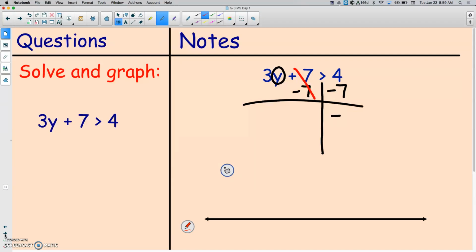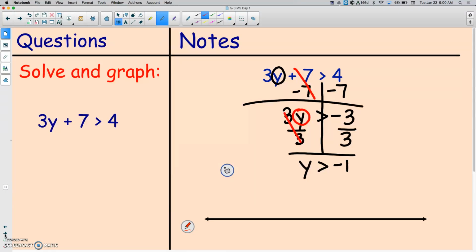4 minus 7 is negative 3. I keep my inequality symbol greater than because when you are subtracting, you do not change your symbol. Now, my second step to get y by itself would be to divide by 3. Dividing by a positive 3 does not do anything to my symbol either. So it's only if you multiply or divide by a negative number that you need to worry about flipping your symbol, or if the variable is on the wrong side of the inequality when you go to graph.